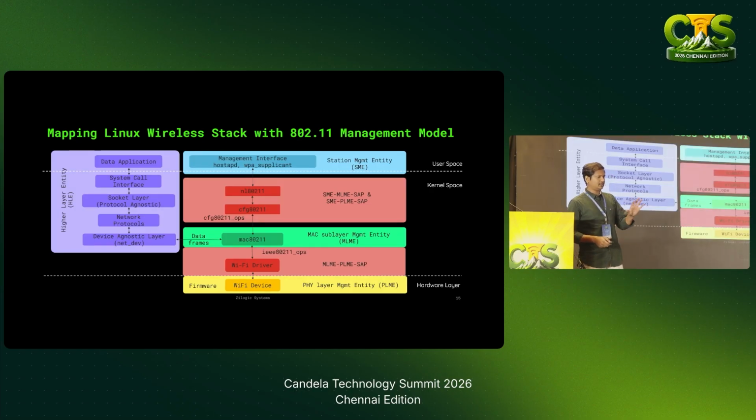So this is a fair amount of grouping happening on top of the Linux wireless stack using the management model. So you have SME on top of the stack, that is hostapd and wpa_supplicant. The SME, MLME SAP and SME PLME SAP.